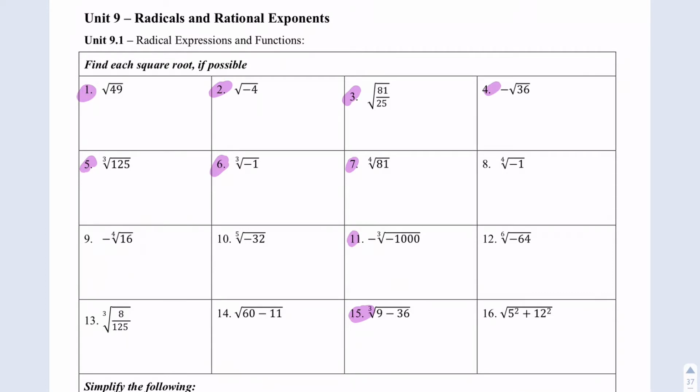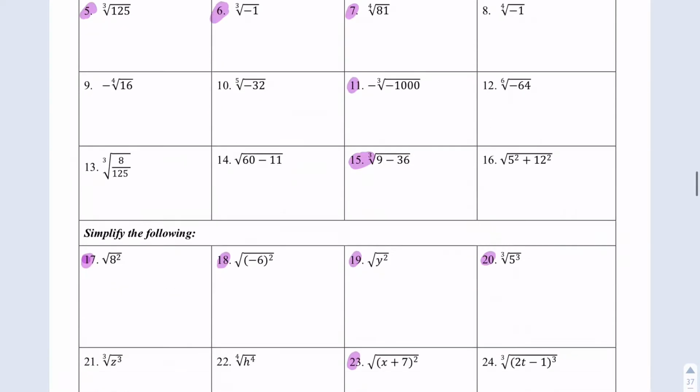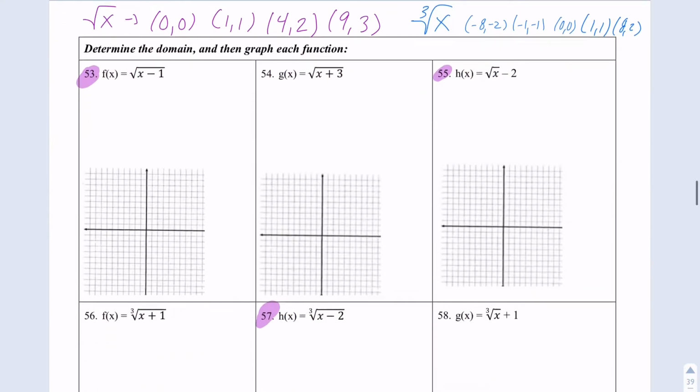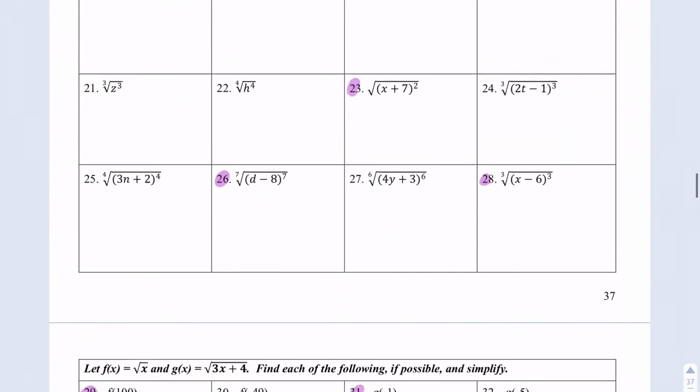So we are on page 37. I'm going to zoom in here in just a moment. And in this video, I'm going to go through all of 9.1, which is going to take us up to question 57, but I'm only going to do those highlighted questions.